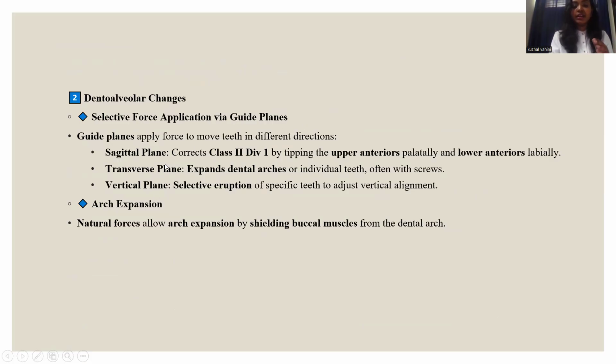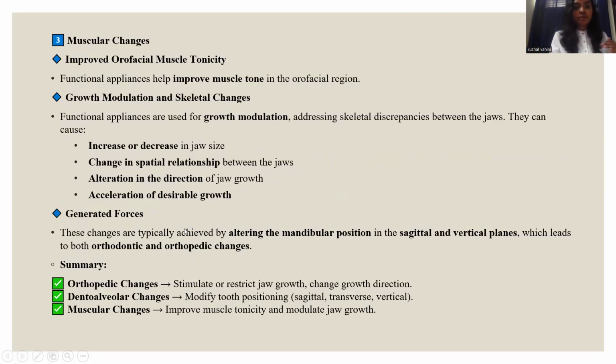In the sagittal, they correct the tipping of the tooth. In the transverse, they expand the arches. In the vertical, there is selective eruption. The muscular changes follow after this. So in the muscular changes, we can see improved orofacial muscle tonicity.